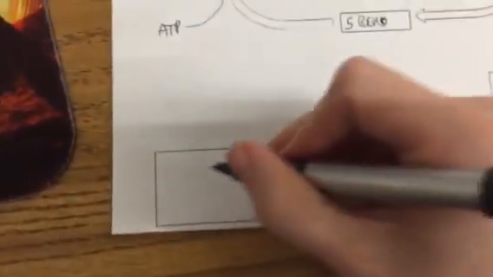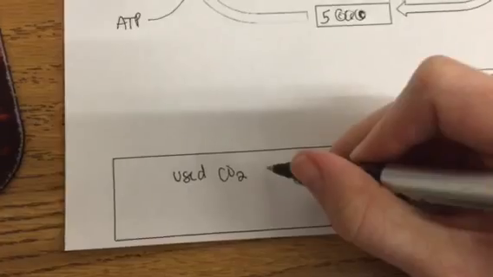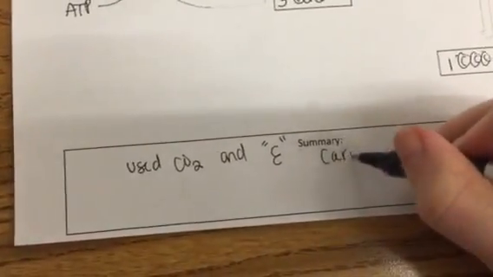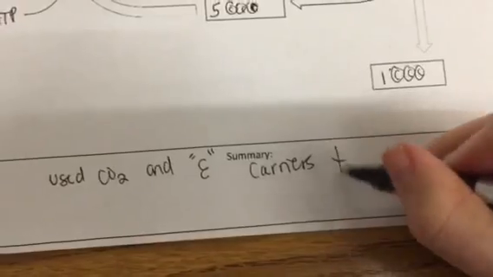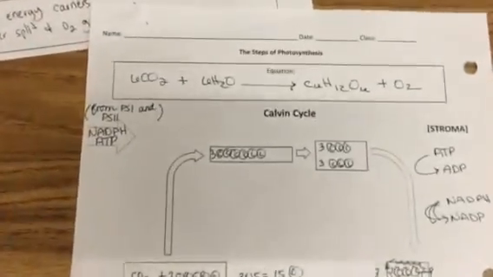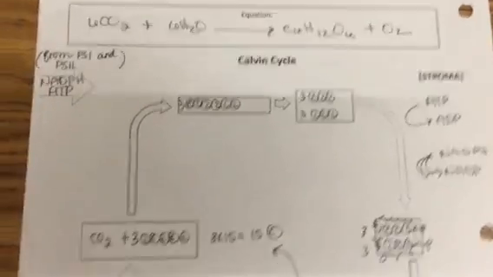Summary. We used carbon dioxide and energy carriers, E carriers, to make glucose. And that's it. So if you want to stay for the actual instructions that I'm going to write out, then you can continue watching, and if not, then feel free to watch something else.